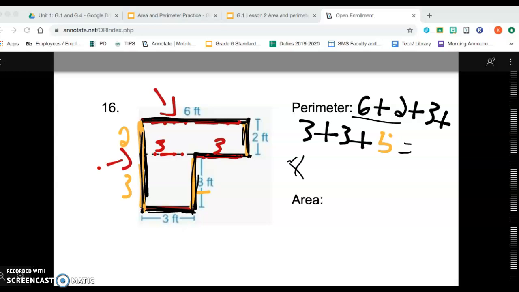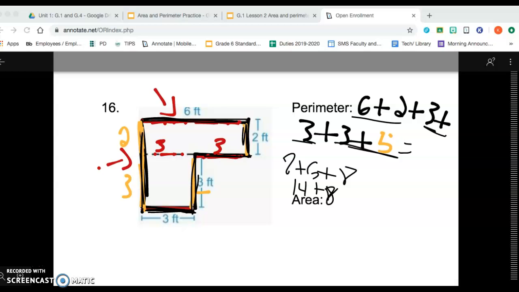Oh, let me switch pens. So we have 8. Oh, let me redo that. Plus, let's do the 3 plus 3, that's 6. And then plus 3 plus 5 is 8. And so then we have 8 plus 6 plus 8. So 8 plus 6, that's going to give us 14.